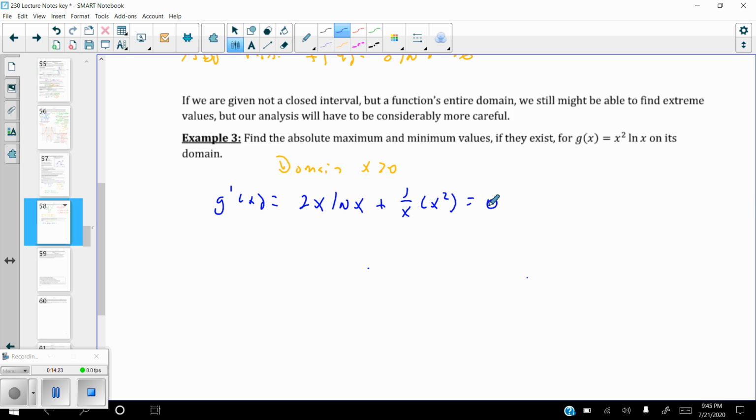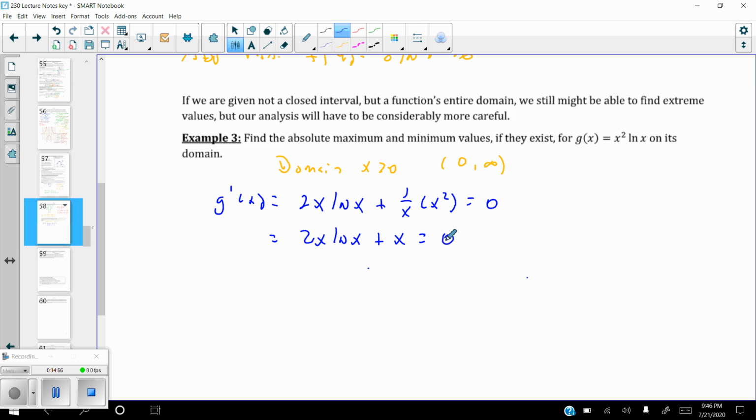Remember, I don't have endpoints here because this thing goes from 0 to infinity, but you can't include either 0 or infinity. As a matter of fact, let's write the domain as 0 to infinity. So we can clearly see there's no endpoints for me to check here. So really the only things that we can check are critical values. So let's go ahead and continue to find our critical values. So let's see, we're going to have 2x natural log of x plus, simplifying 1 over x times x squared is just x. Set that equal to 0.